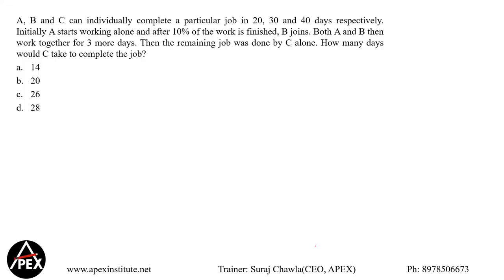Yep, time's up, guys. You will not be given any marks if you have not answered by now. So let's discuss this. The question is that A, B, and C can individually complete a job in 20, 30, and 40 days. This question would not have taken so much time, guys.